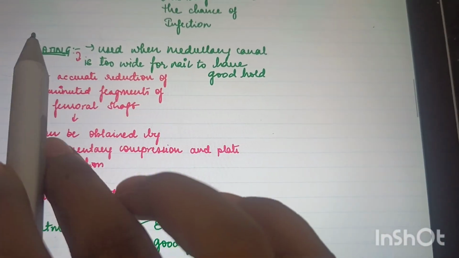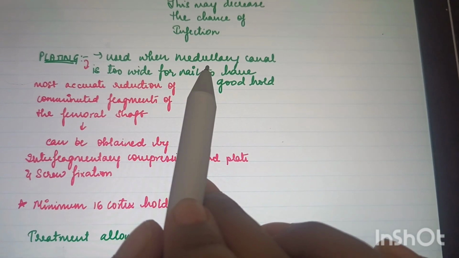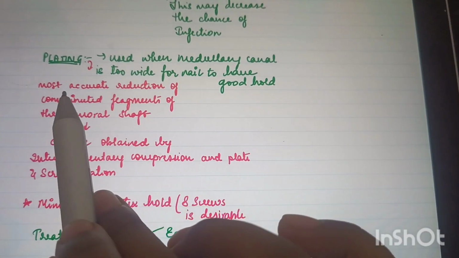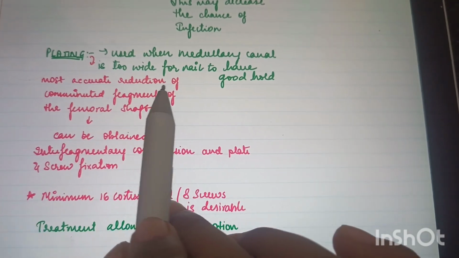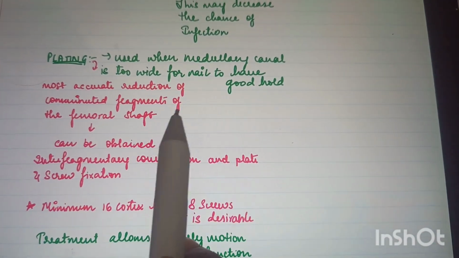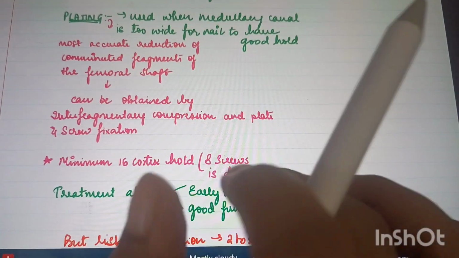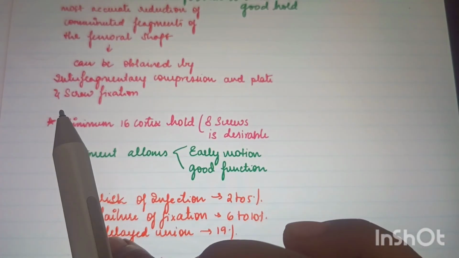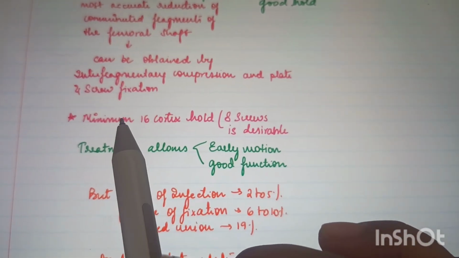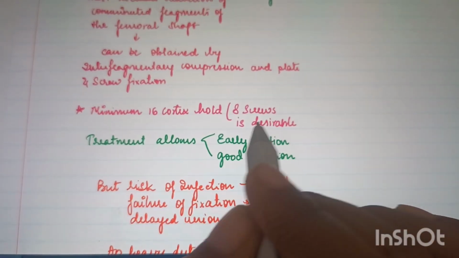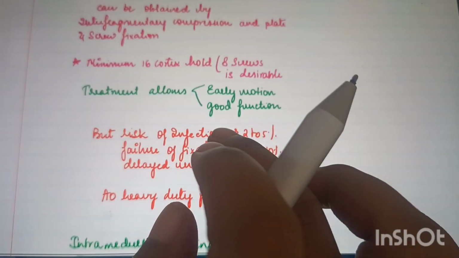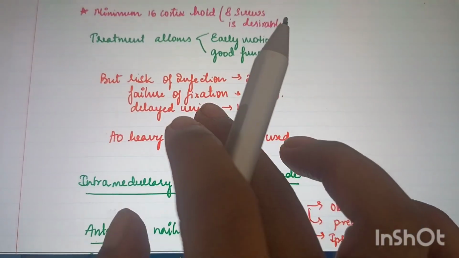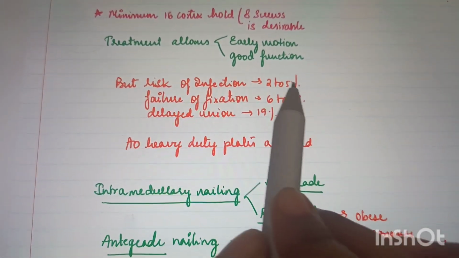Now let's learn about plating. Plating is used when the medullary canal is too wide for a nail to have good hold. It can also be used for the most accurate reduction of comminuted fragments of the femur shaft. It can be obtained by interfragmentary compression and plate and screw fixation. Minimum 16 cortex hold, at least 8 screws have to be kept. That is desirable. This treatment allows early motion and good function, but risk of infection is 2 to 5%.